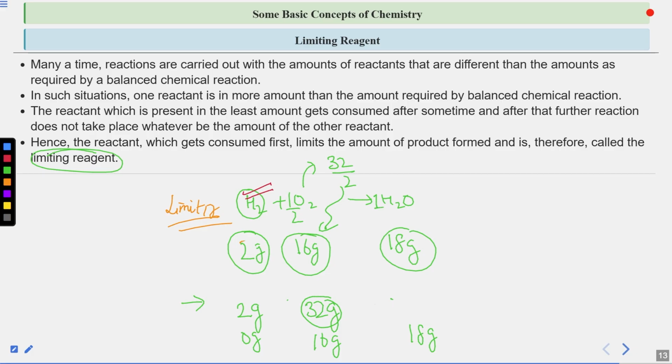Now, suppose we are taking a case where we have 2 grams of hydrogen, but we have 32 grams of oxygen, meaning more amount is present than the required amount. As a result, 16 grams of O2 will be consumed, but the remaining will be left over. Therefore, H2 was present in a lesser amount, so we can say H2 is the limiting reagent. Is it clear?